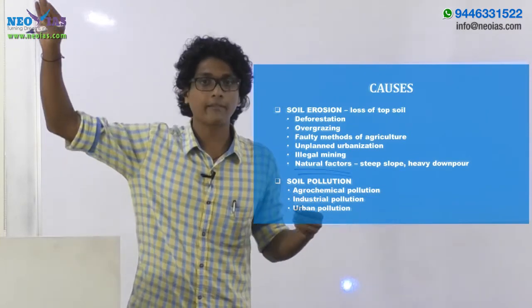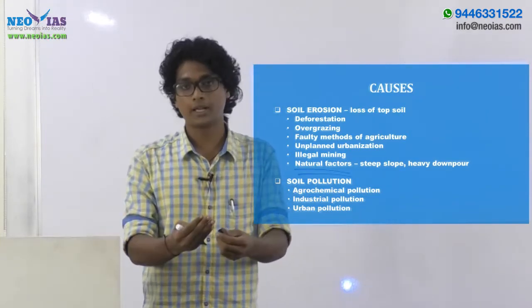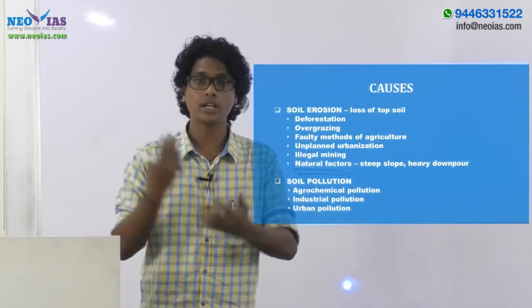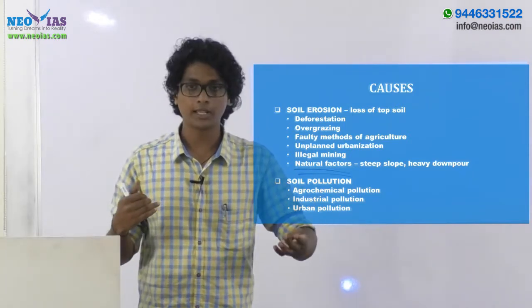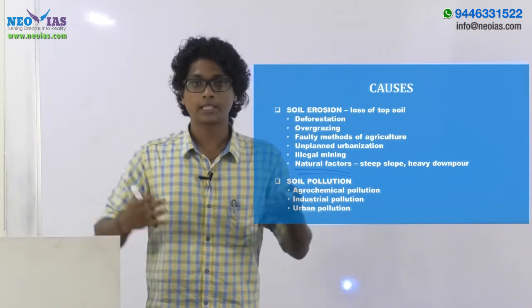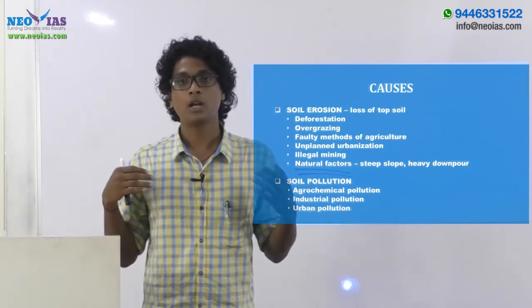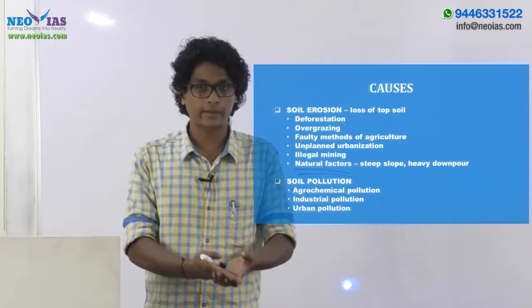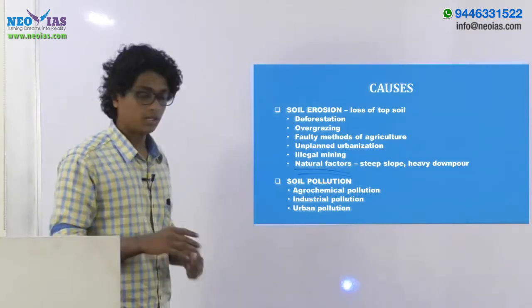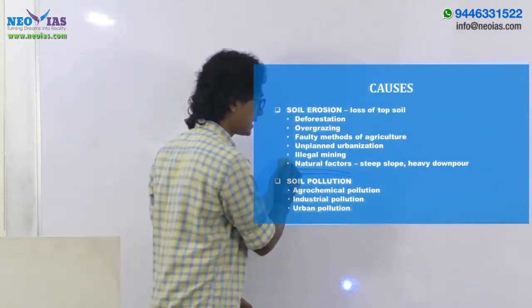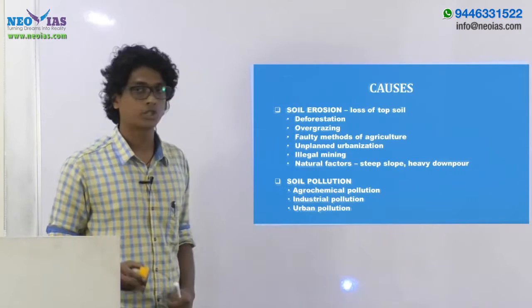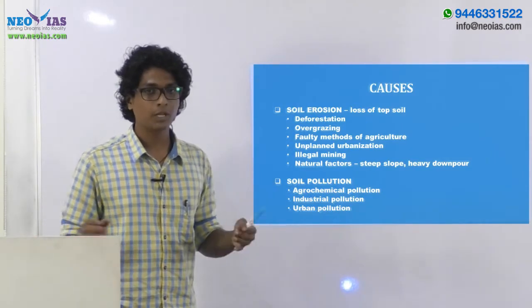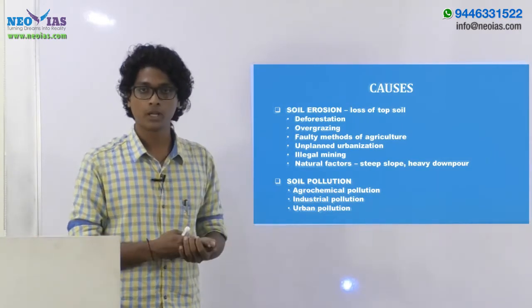Suppose you have a steeper slope, more soil will be eroded away, and if there is a heavy downpour, more soil erosion will occur. During the monsoon, especially in the hilly regions, more persistent soil erosion will take place. Now, the cause of soil degradation is actually soil pollution. What soil pollution simply means is contamination of soil.